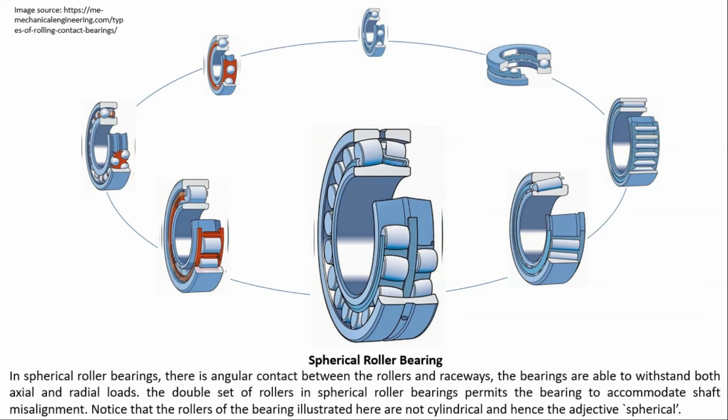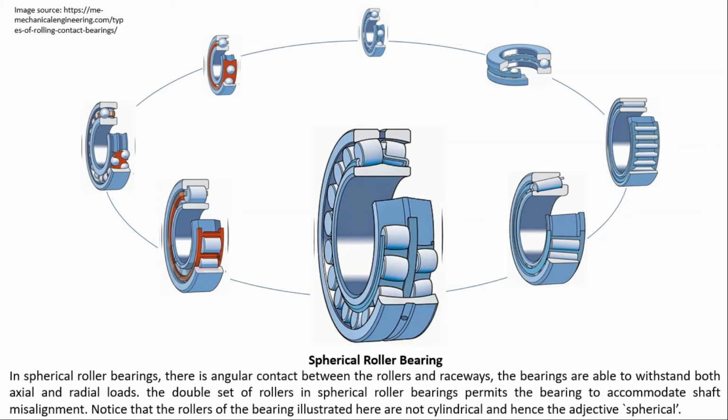Next is the spherical roller bearing. In this, we are slightly changing the shape of the roller from cylindrical to spherical. In this spherical roller bearing, there is an angular contact between the roller and raceway. The bearings are able to withstand both axial and radial loads. The double set of rollers in the spherical roller bearing permits the bearing to accommodate shaft misalignment.